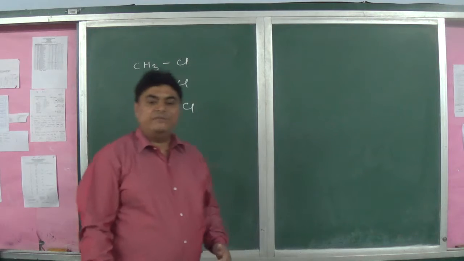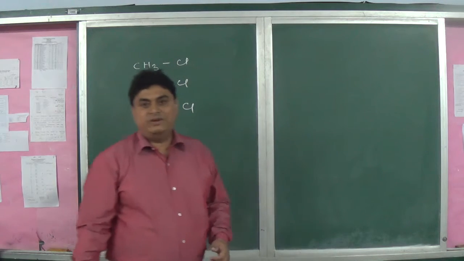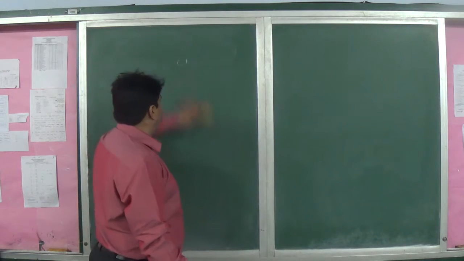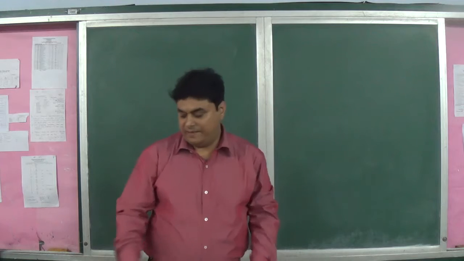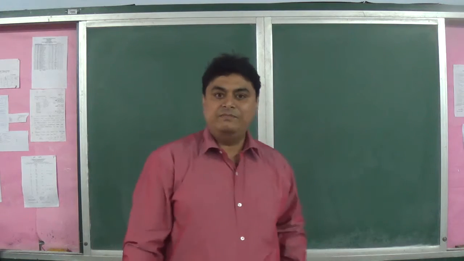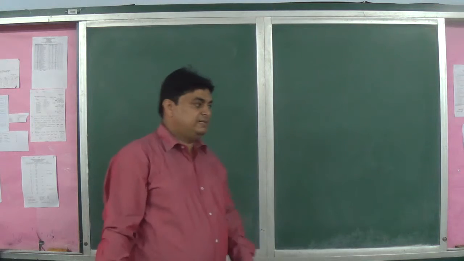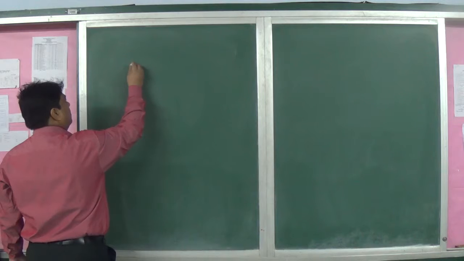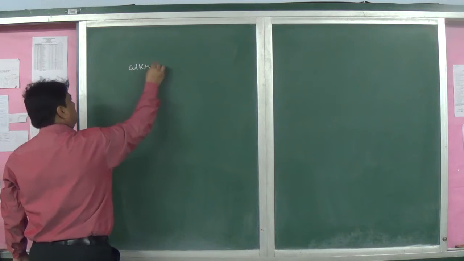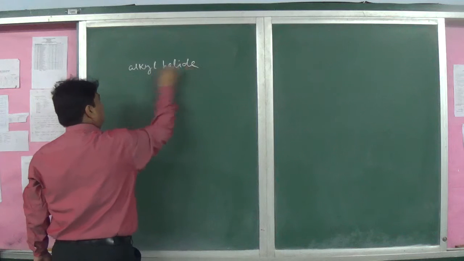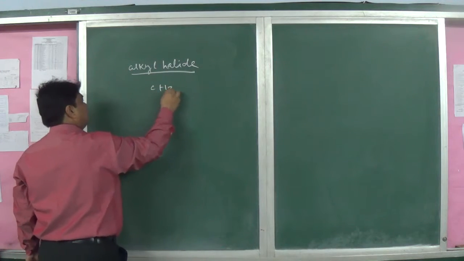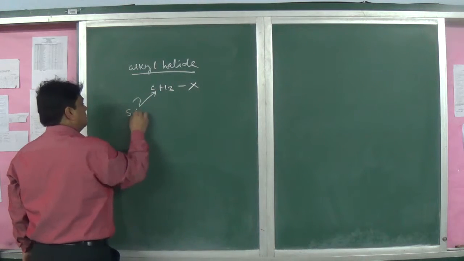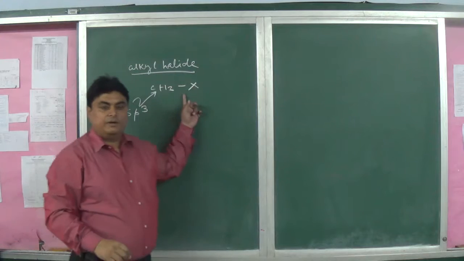On the basis of the type of hybridization of the C atom, we can further classify the haloalkanes and haloarenes into different categories. In one category, we classify them as having an sp3 hybridized C atom, and in the second case, an sp2 hybridized C atom. Alkyl radicals. This is an sp3 hybrid carbon.